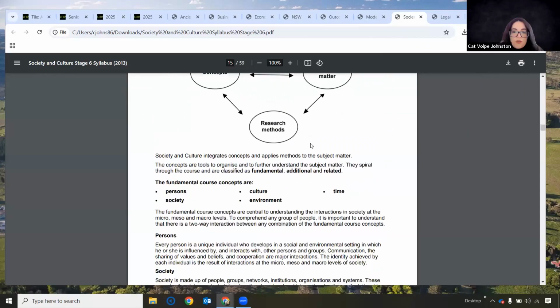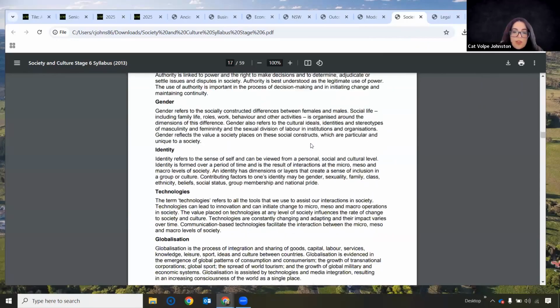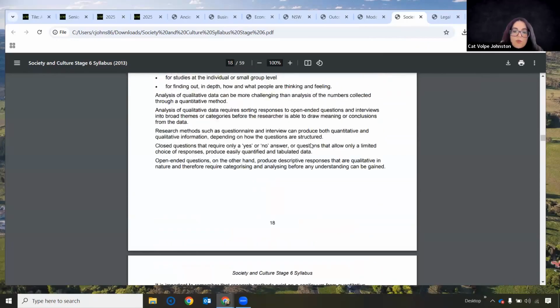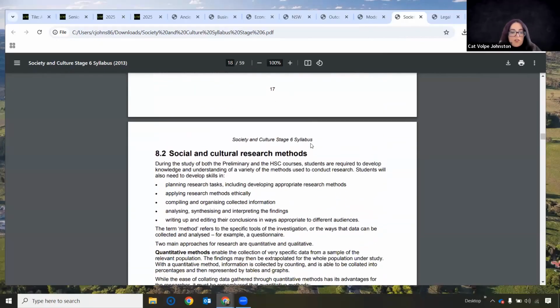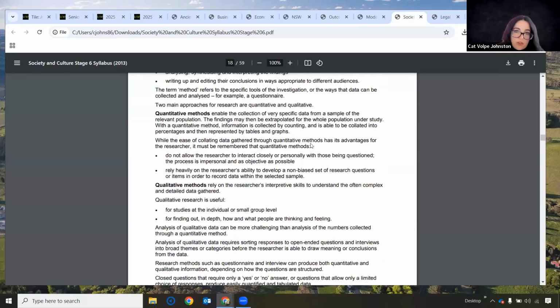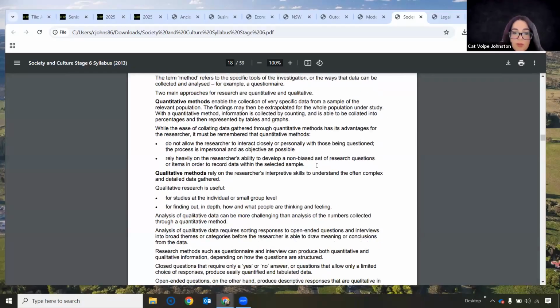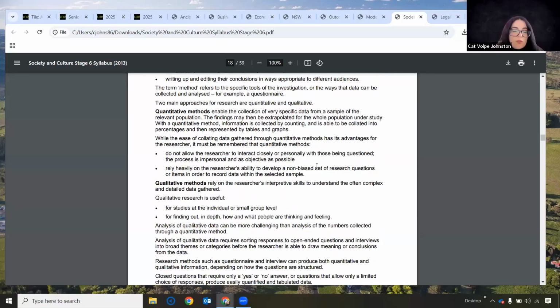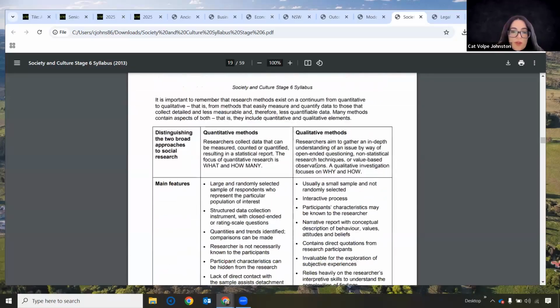Now, going into units of work. Just before I do that, I will say for those of you who are planning to teach society and culture, there is a strong focus on research methods. So you do need to be quite familiar with quantitative methods and qualitative methods. I just wanted to preface any learning that you do about this syllabus with that. If you haven't studied society and culture in years 11 and 12 yourself, that's something you do need to be familiar with so that you can teach your students.